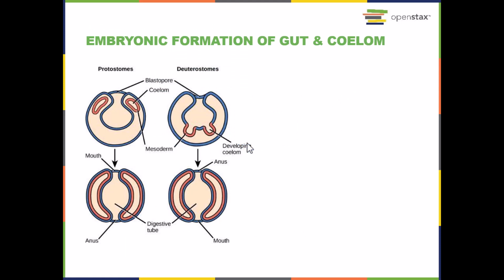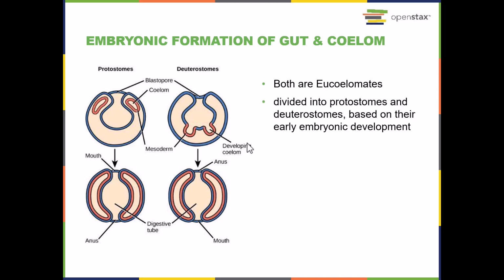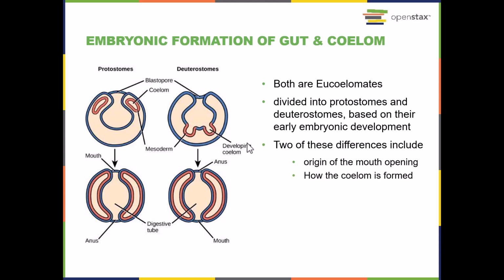If we look at embryological formation of the gut and the coelom, it can happen in 2 different ways. Both of these organisms are eucoelomates. How that coelom in the gut develops is a little bit different. And it's different in 2 ways. It's different in where the origin of the mouth is. Embryologically, when that mouth forms, it forms in different places in protostomes and deuterostomes. And it also is different in how the coelom forms.